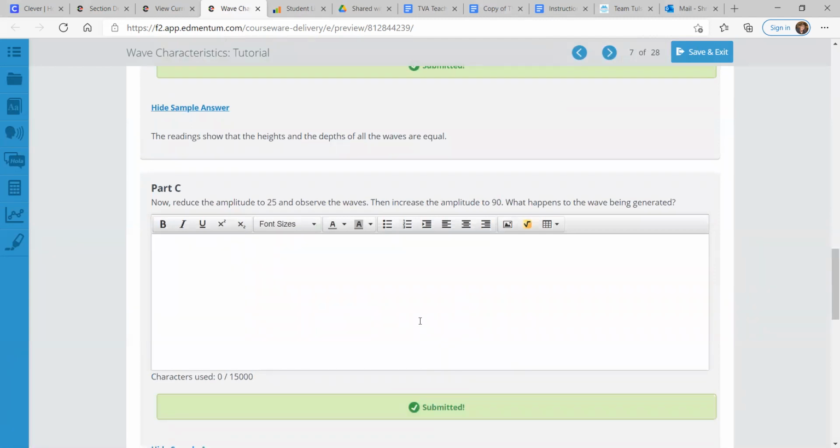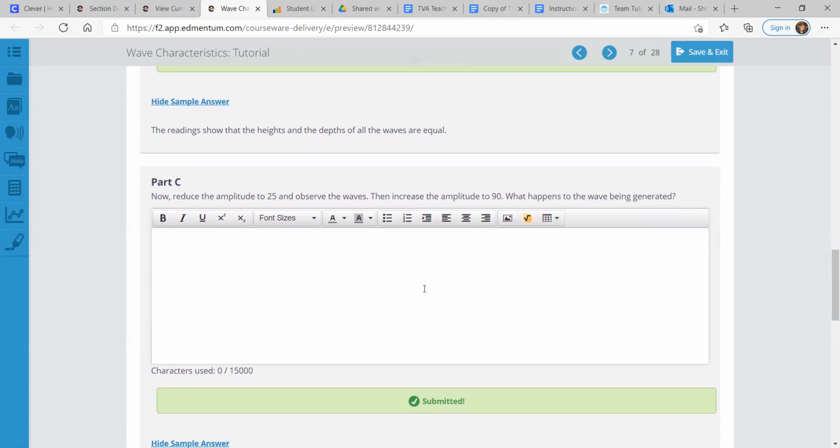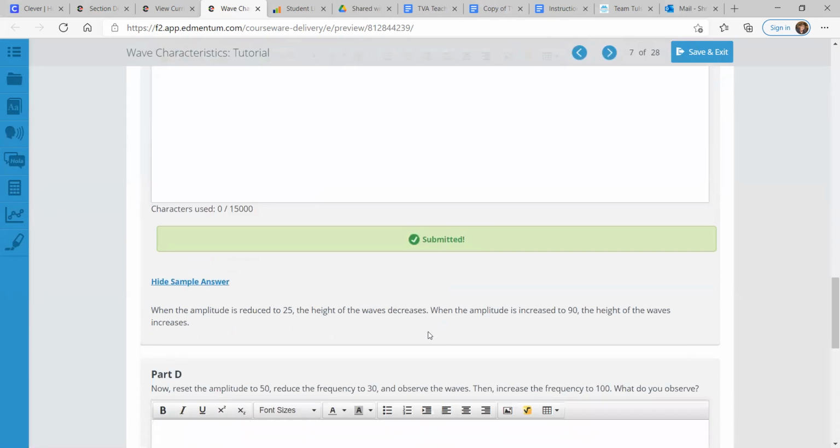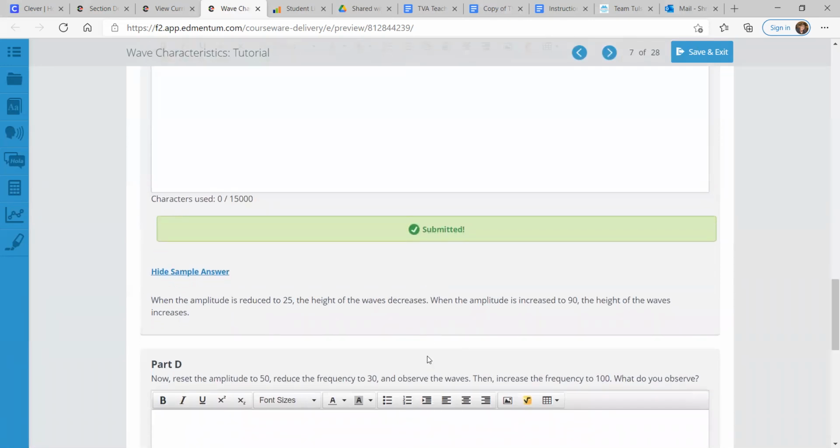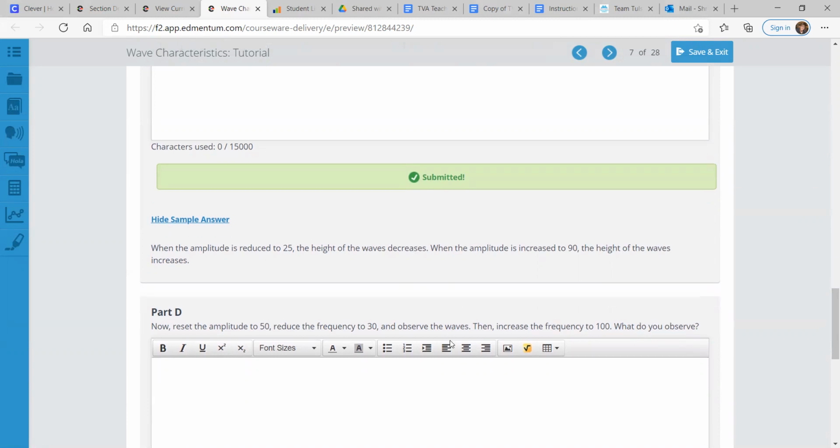Now it asks you to reduce the amplitude to 25 and observe what happens, and then increase the amplitude to 90. When the amplitude is reduced to 25, the height of the wave decreases. When the amplitude is increased to 90, the height of the wave increases.